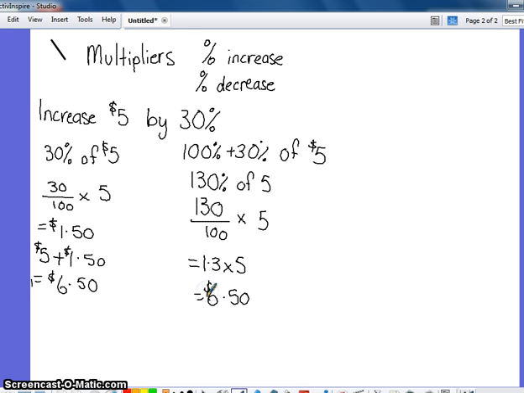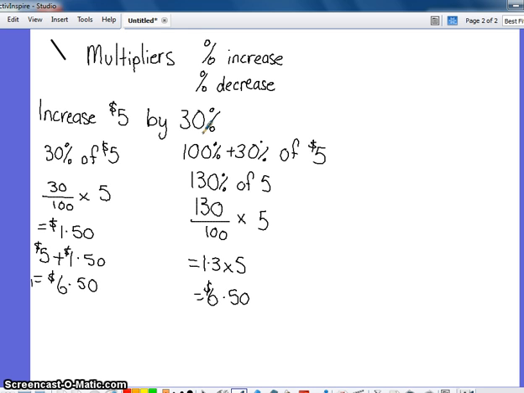See how by using a multiplier we get straight to the answer? Our calculator spits the answer straight out at us. We don't have to do this extra one in here. Alright? So we're finding 100% of it because we're increasing. We're finding 100% plus the next 30%. Can I explain that better?